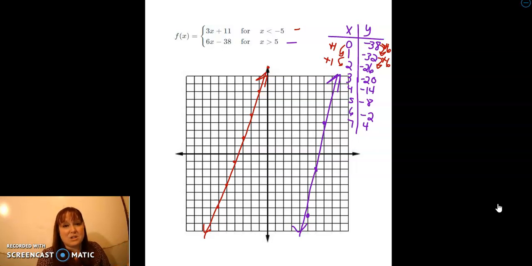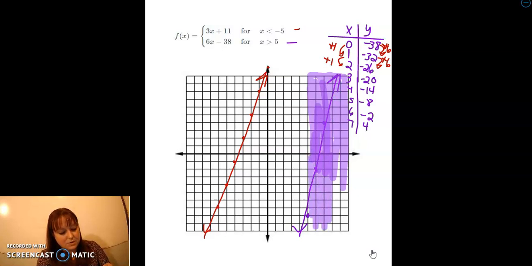Now I just need to figure out which piece of the graph I'm actually going to see. Let's start with the purple one. The purple one I only want to see when x is greater than 5. So I come over here, 1, 2, 3, 4, 5. This is where x is greater than 5 on my graph, and this is the only part of the function that I want to see. I don't want to see any other part of the function.